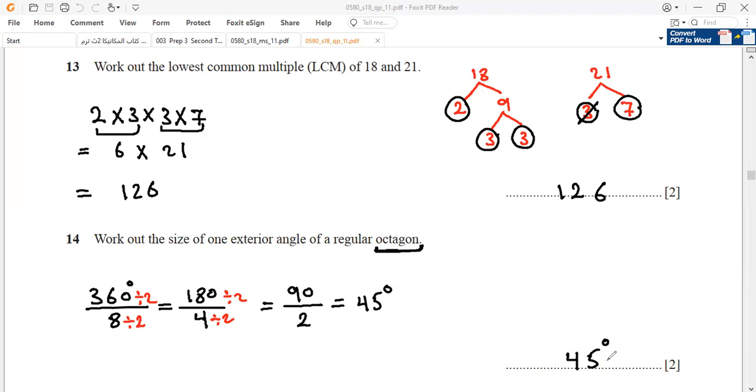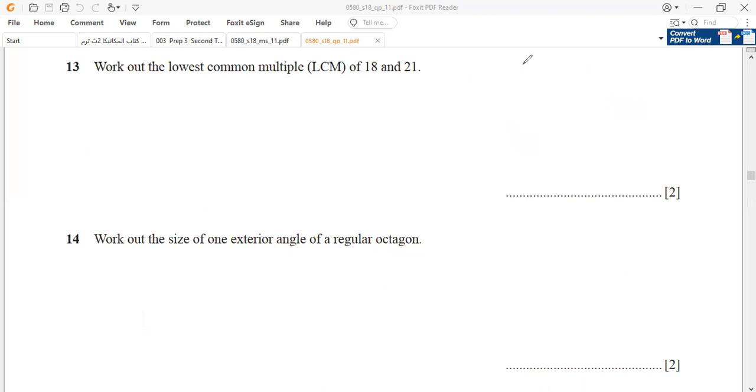Okay, for any polygon, the total measurement of all exterior angles is always 360 degrees. So divide by the number of angles to get 45 degrees.